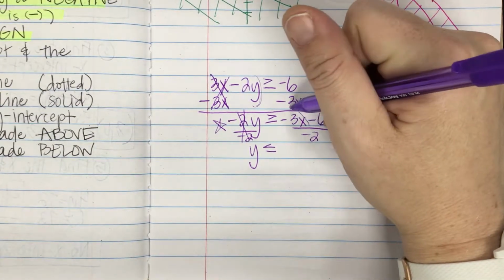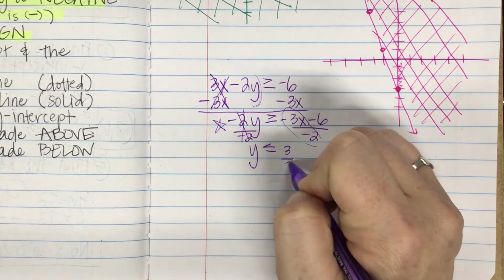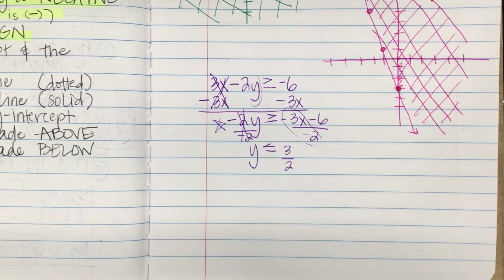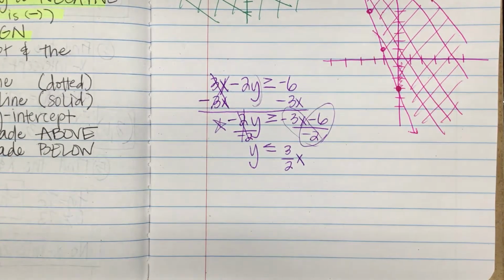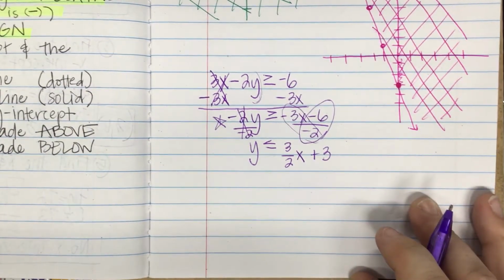And here's the additional part. Negative 3 divided by negative 2 gives you a decimal, doesn't it? And that's my slope value. I don't want a decimal. I want to keep it a fraction. So I'm going to leave it, but I'm going to change it to positive because two negatives make a positive. Negative 3x divided by negative 2, well, two negatives make a positive. Leave it as a fraction because this is my slope. And negative 6 divided by negative 2 is positive 3, plus 3. Can you graph this now? Yeah.